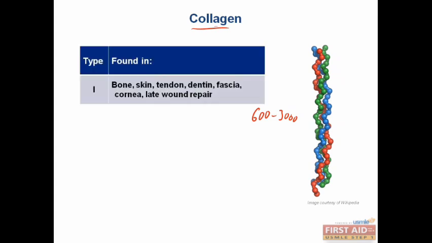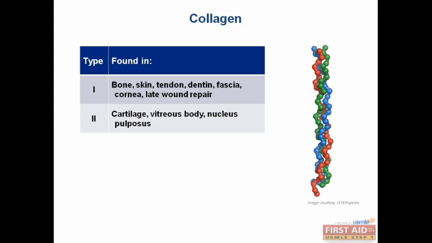Type 1 collagen is the most abundant and is found in bone, skin, tendon, dentin, fascia, and the cornea, and is also involved in wound repair. Type 2 collagen is found in cartilage, the vitreous body, and the nucleus pulposus. For type 1, it's most important to remember that it's involved in bone, and you can remember this since the word bone has the word 1 in it. Similarly, type 2 is most important for its role in cartilage, which you can remember using the word cartilage.